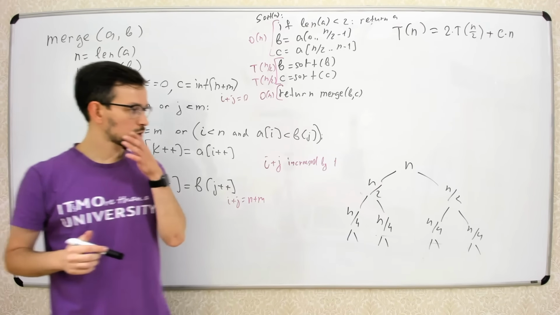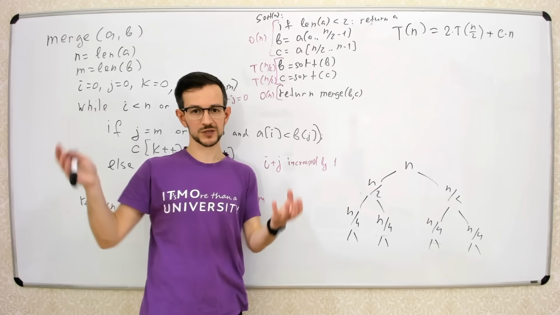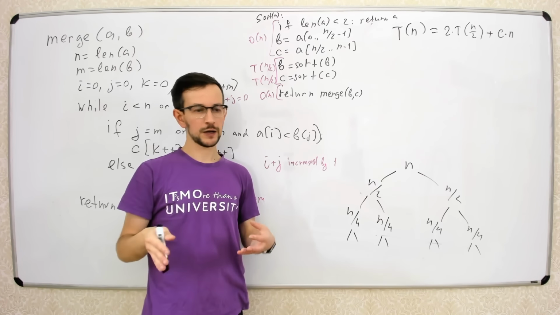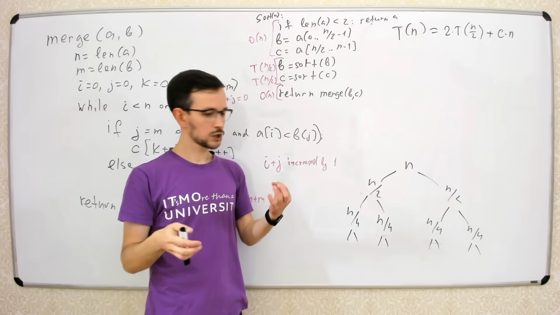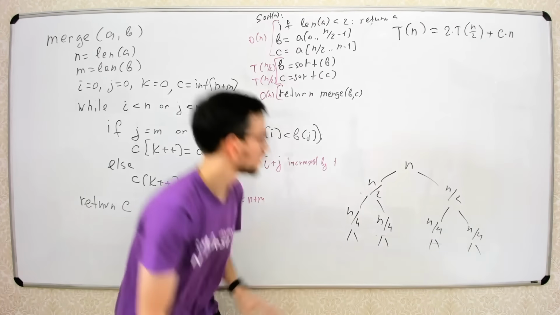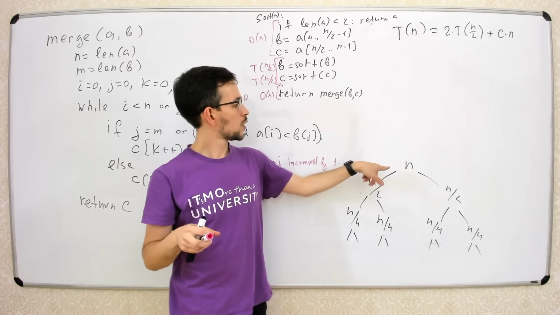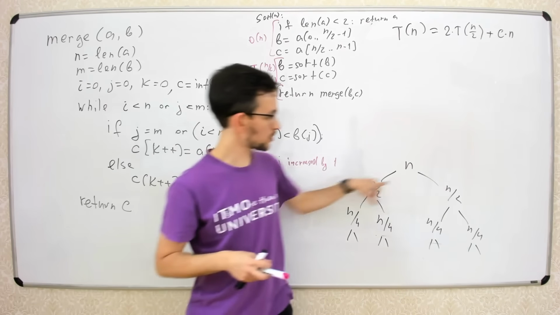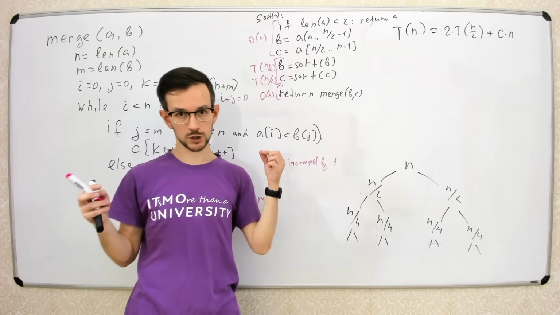But now we need not to calculate the number of recursive calls, but we need to calculate the total time spent in all recursive calls. And in each recursive call, we spend not constant time, but linear time. So in the main recursive call, we make these two recursive calls and then spend another n time to calculate this merge.